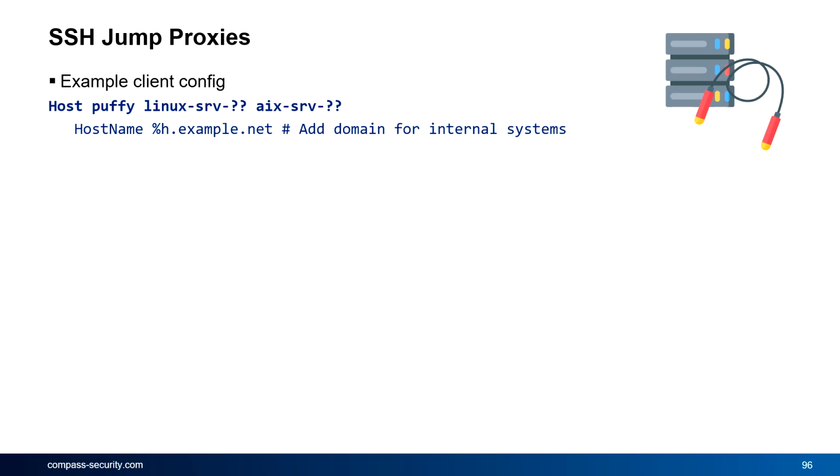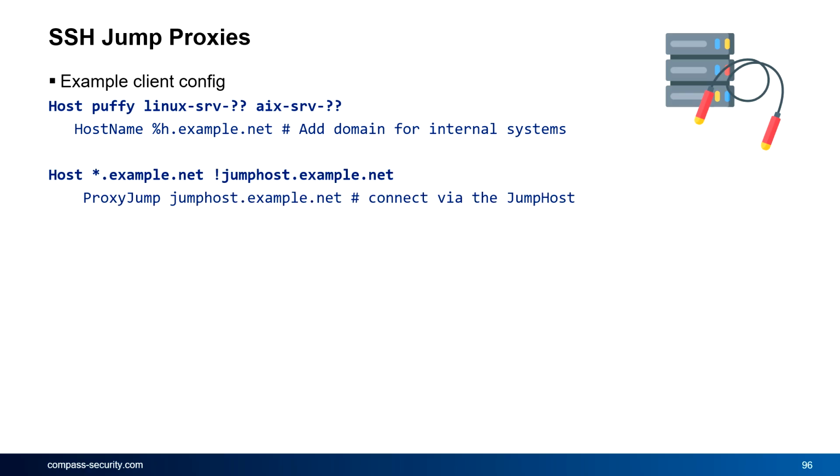It can be a bit annoying when you always have to specify the jump host you want to use to access a system, so you can also do this using the SSH client configuration. In this case, we define some internal hosts like Puffy, Linux server, and some numbers, and AIX server and some numbers, and then we define that the host name is always the typed hostname.example.net. So we always add the domain to our internal systems. And then we define for every system something.example.net, except for the jump host itself, we will use the proxy jump option.